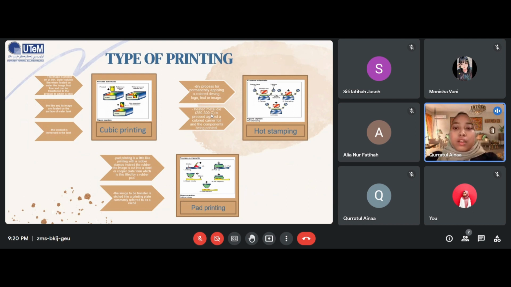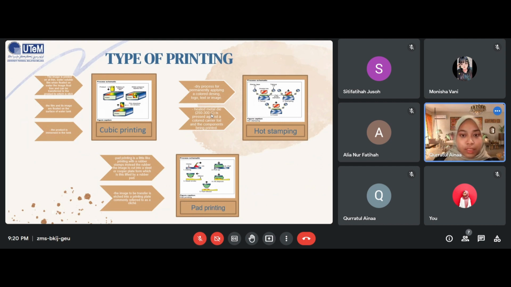The second is hot stamping. Hot stamping is a dry process for permanently applying a color, design, logo, text, or image. A heated metal die, at 250 to 300 degrees Celsius, is pressed against a color carrier foil and the components being printed. The third is pad printing.